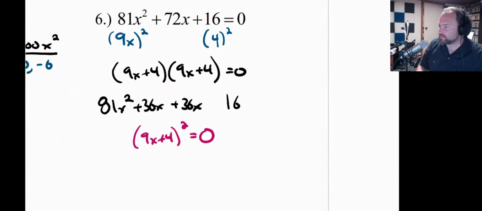So just like number 2, this is a perfect square trinomial. And that means that there is only one answer, and x is equal to negative 4 over 9.